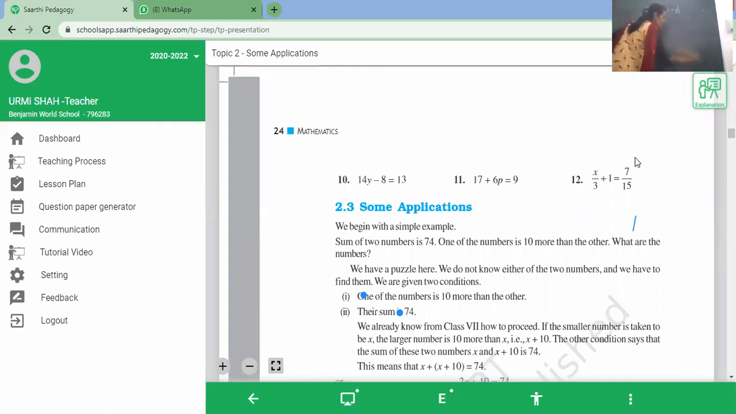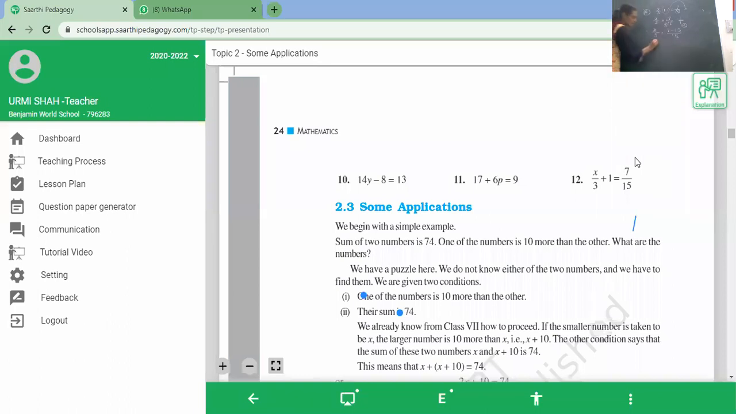Now we are going to solve it. What will happen? 1 will go to the other side. So x upon 3 is equal to 7 upon 15, and this 1 will go to the other side and become minus 1 upon 1. Now you have to take the LCM. What would be the LCM? 15 and 1. LCM would be 15. So here we have multiplied 1 by 15, so 7 ones are 7 minus 15.